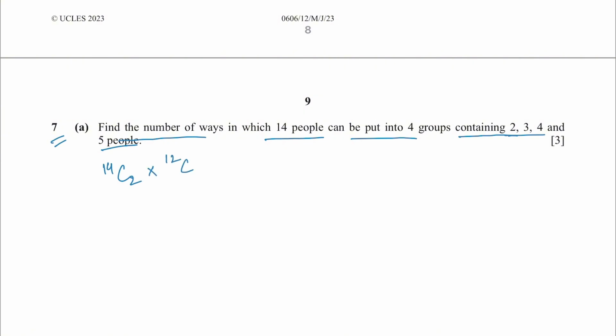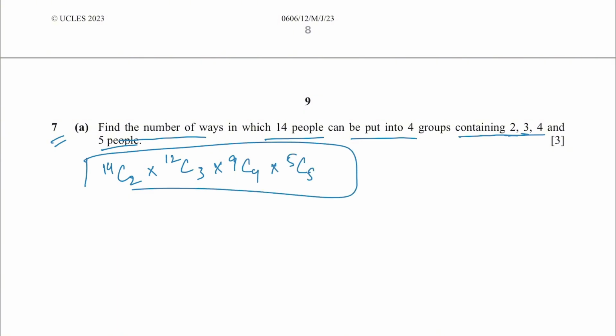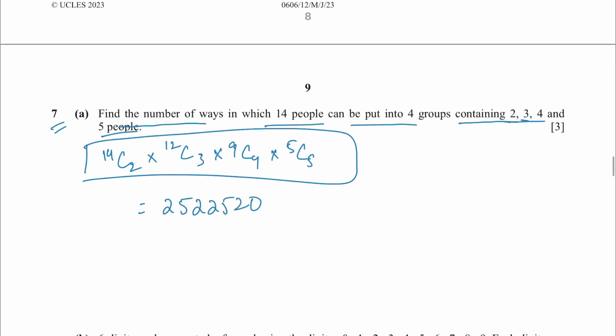Now we are left with 12 people. So this would be 12C3. We need to select 3 people. Then we are left with 9 people. We need to select 4 people. Then we are left with 5 people and we need to select the 5 people. So these would be multiplied and we'll get our answer as 2522520.